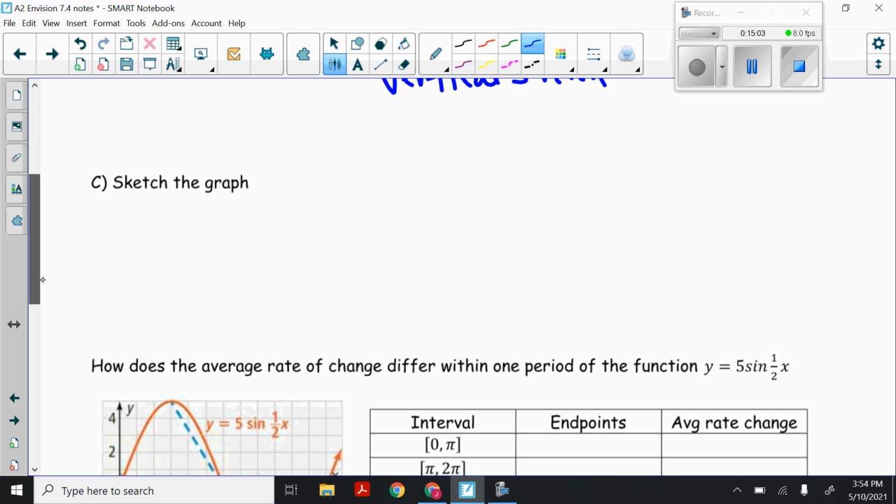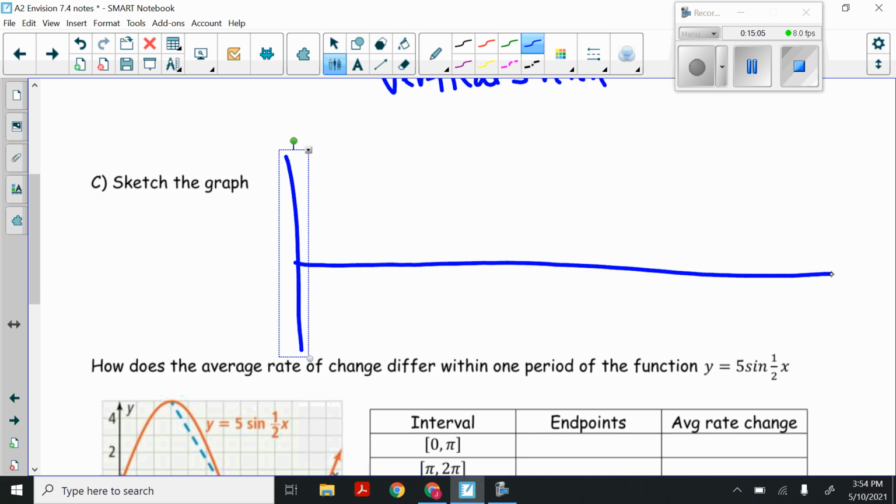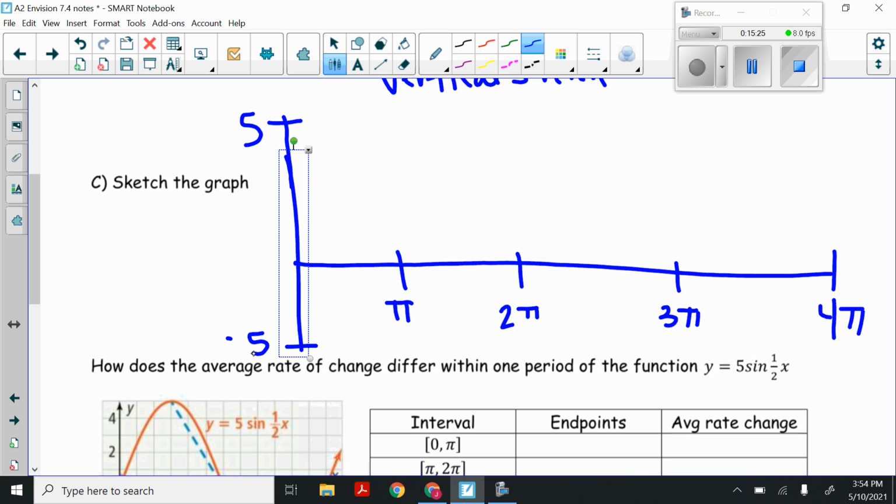Okay, so we want to sketch the graph. So this time we need to end out here at 4 pi. So 1, 2, 3, 4, 5. So each of these are pi. So pi, 2 pi, 3 pi. We need to go from 5 to -5. And again, if I do my little shortcut for sine, I know that I start at O, max, O, min, O.